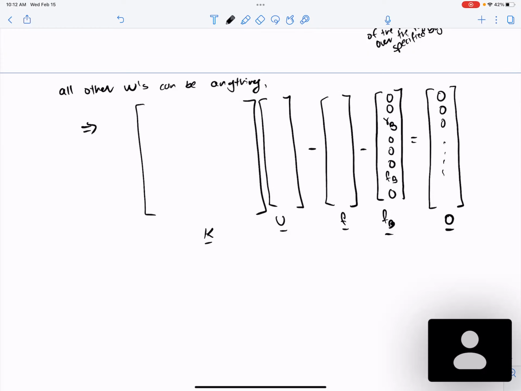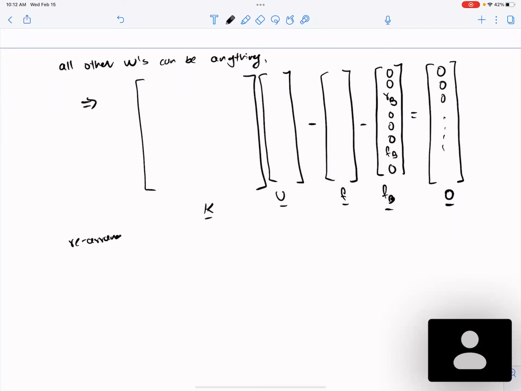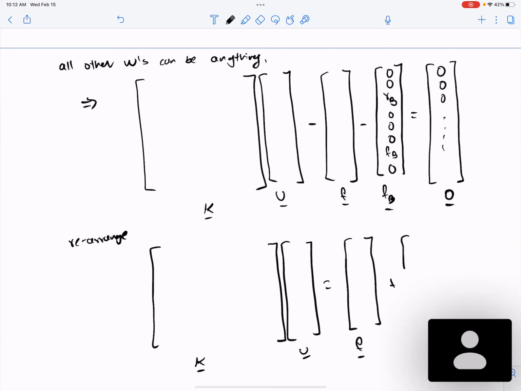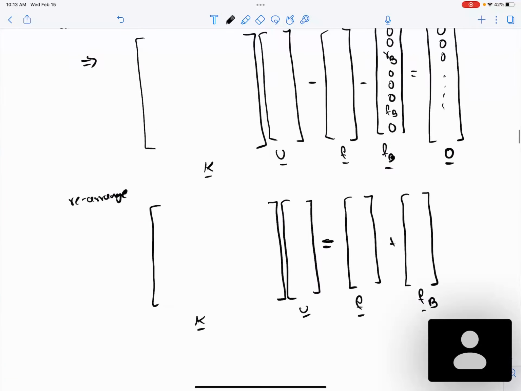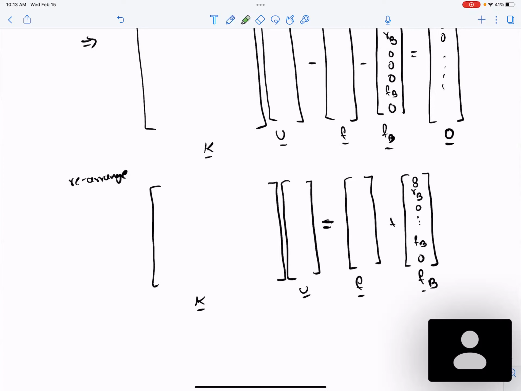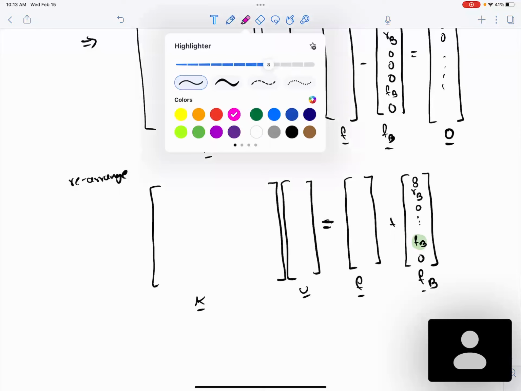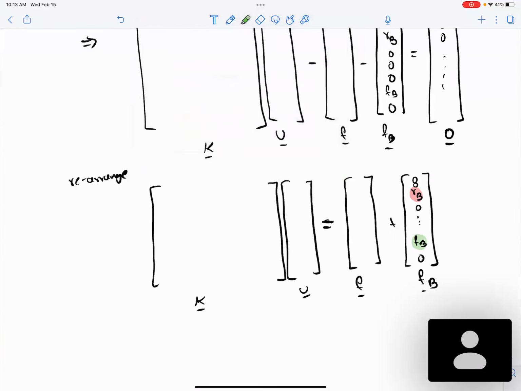You can rearrange this if you want everything to appear on the right-hand side. So you can rearrange to have K times U equals the force vector plus the force vector on the boundary, I just move things to the right-hand side. And again, remember that in these boundary terms, there's going to be just zeros, except for the node in the 1D case that has the unknown reaction and the node that has the known force in the boundary. And obviously, for that unknown reaction, there is a known displacement. For this known force, all the other ones are unknown in terms of the U's.